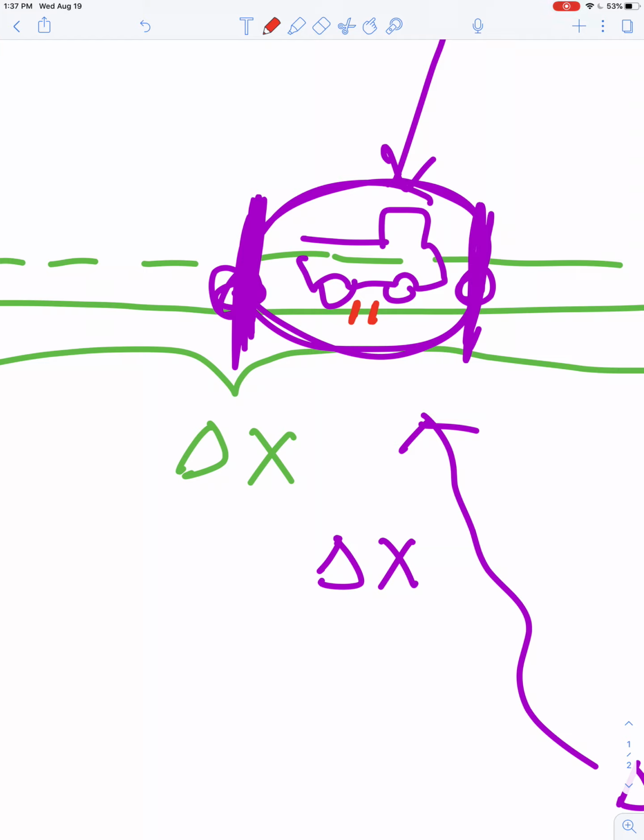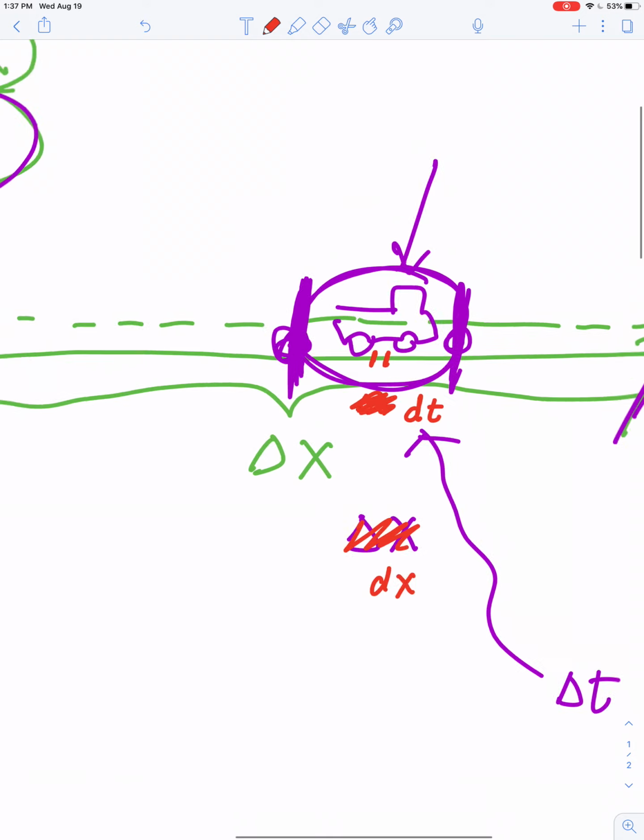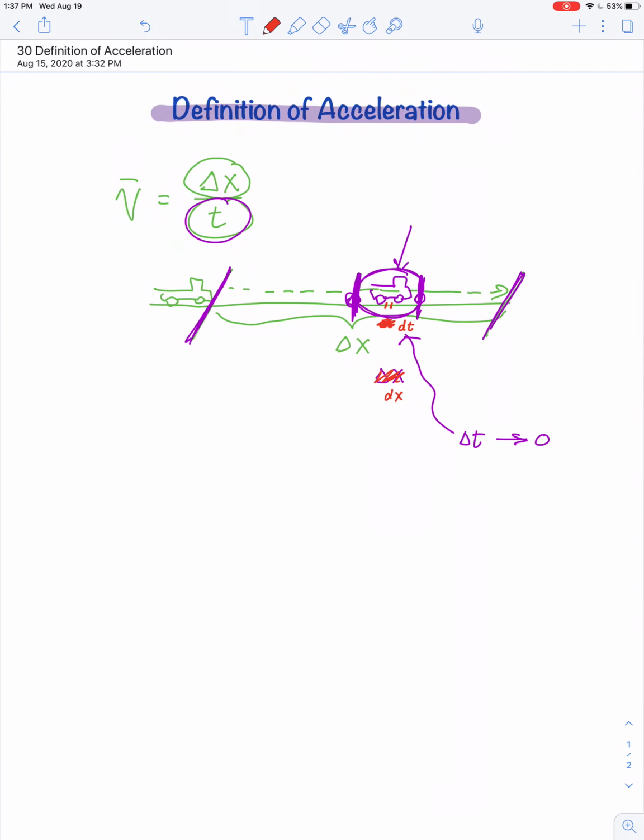And in fact, if I zoom in and compare just from that point in time until that point in time, then if my delta t becomes so small, so close to zero, that it's like the smallest interval I could possibly measure, I change my notation. Instead of calling it delta t, I call it dt. And instead of calling it delta x, I call it dx. So the definition is still basically the same.